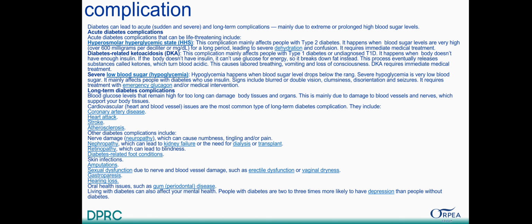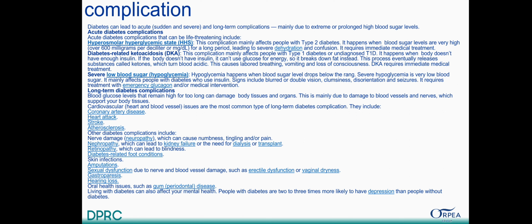Severe low blood sugar, or hypoglycemia. Hypoglycemia happens when the blood sugar level drops below the normal range. Severe hypoglycemia mainly affects diabetic people who are using insulin.